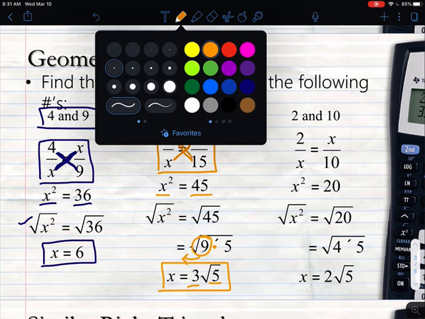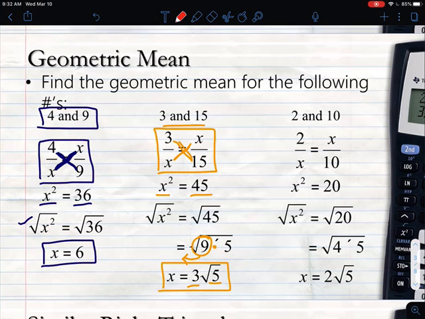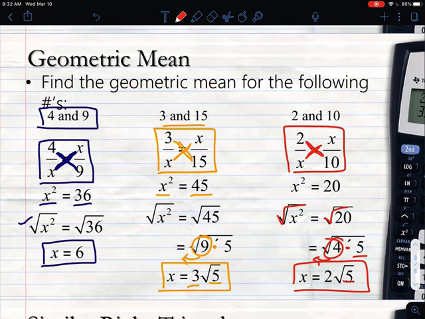As we look at the last example, same type of deal. We start with our proportion. So the x's go on one diagonal. The numbers go on the other. We cross multiply and get x squared equals 20. When I take the square root of both sides here, 20 is not a perfect square. And we're not going to work with decimals yet, so we try to simplify it down. So 4 times 5 gives me my perfect square of 4. That can come on the outside as a 2, and then the 5 has to stay put on the inside, and so we get 2 square roots of 5.